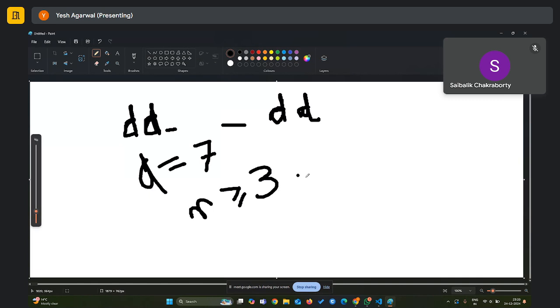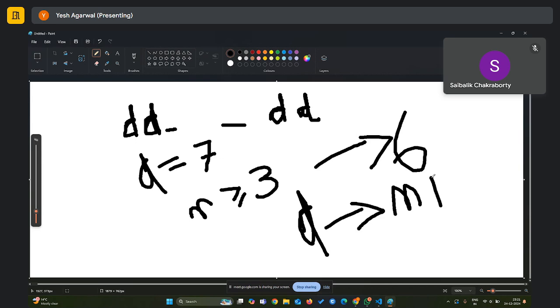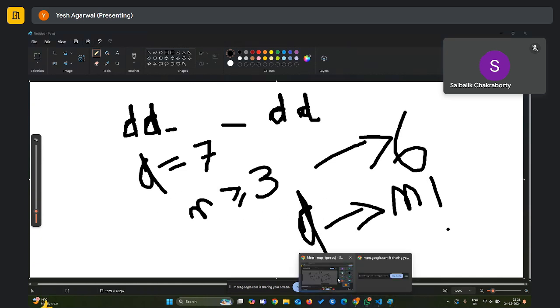Why am I saying 3? Because remember that we are calculating a factorial. So there will be n factorial times d. So 3 factorial is basically 6. So there will always be a 6, and since it will always be divisible by 6 if n is greater than or equal to 3, the entire number will always be divisible by 7. Up to this is clear to everyone?